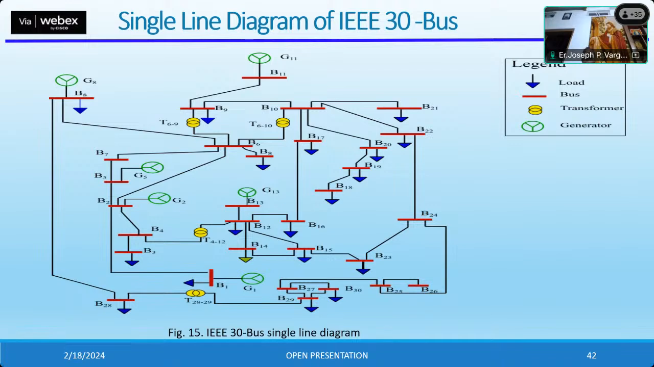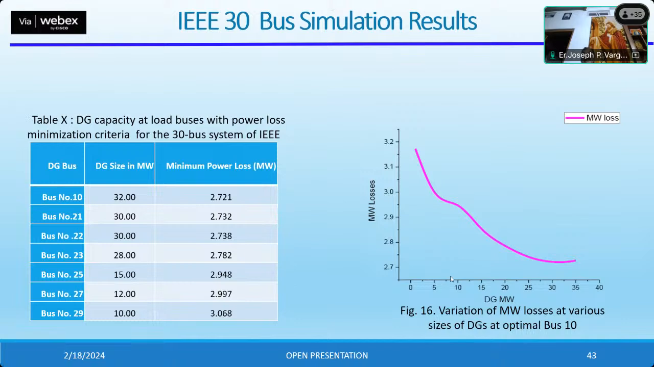This is the other system we have used, the 30 bus system. The 30 bus system also we have conducted the same study, and we are getting the same result. When we increase the DG values, the megawatt losses are decreasing, and we are getting the optimal value. And here the optimal value is bus number 10 and 32 megawatt, loss is minimum 2.721, and it is declared that bus number 10 and 32 megawatt are the optimal values.